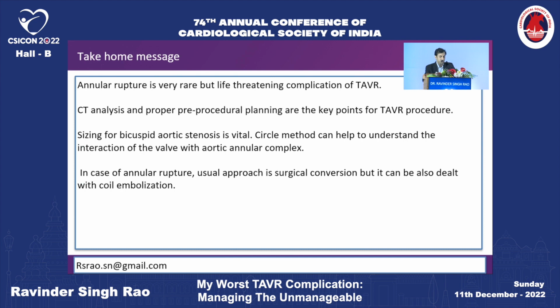Sizing for bicuspid aortic stenosis is vital. Circle method helps us to understand the interaction of the valve with the aortic annulus complex. In case of annular rupture, a usual approach is a surgical conversion, but coil embolization should be attempted because emergency surgery carries a very high risk or very high mortality in these patients.